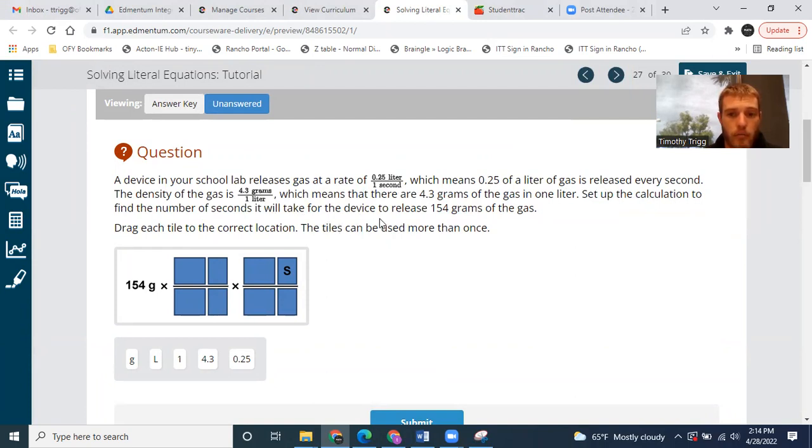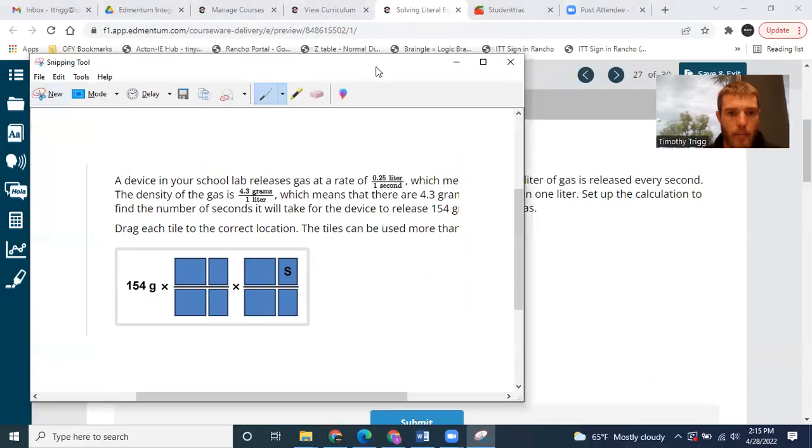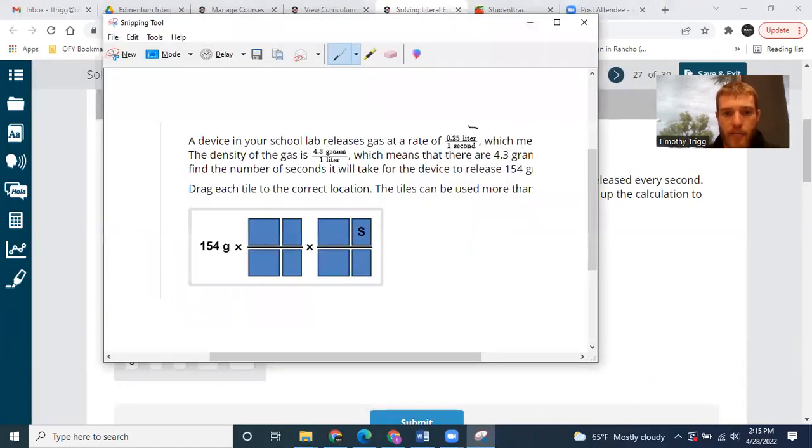So find the number of seconds it'll take for the device. Okay. So we want to be left with seconds in our answer. Well, we have two ratios here. Let me go ahead and grab everything we need. So you notice we have two ratios here. We have this 0.25 liters per second, and we have this 4.3 grams per liter. So these two ratios are going to be put in these two areas here.